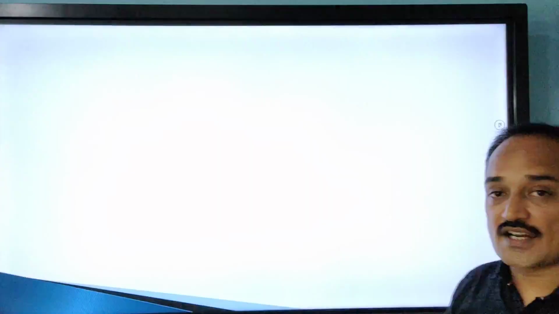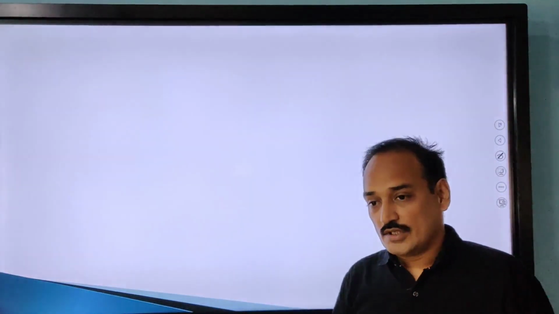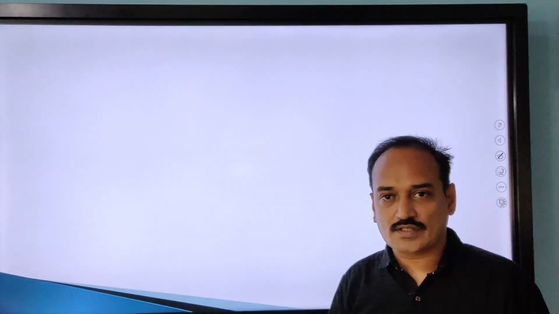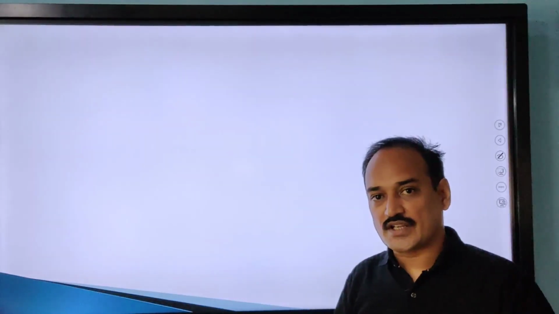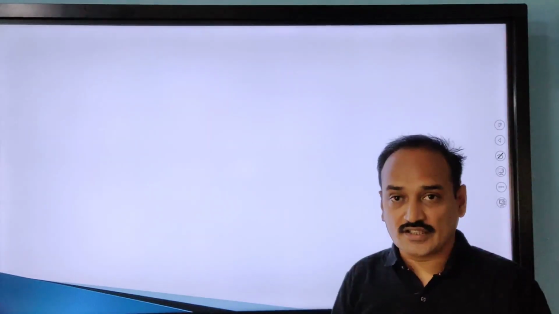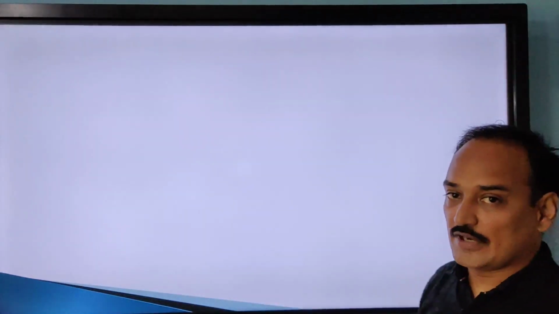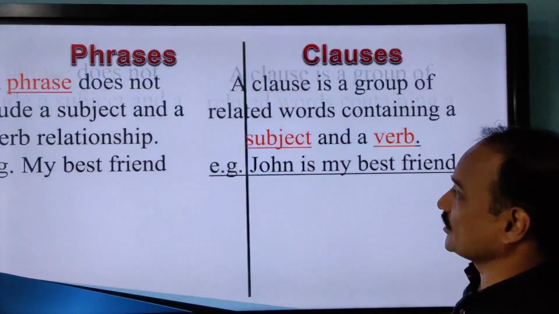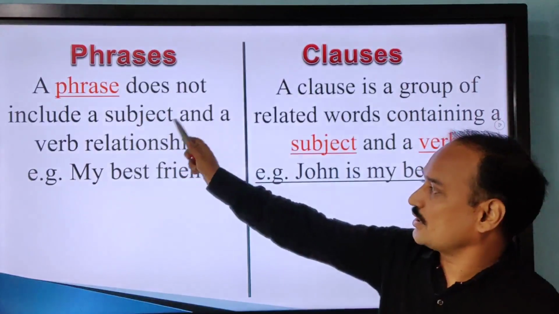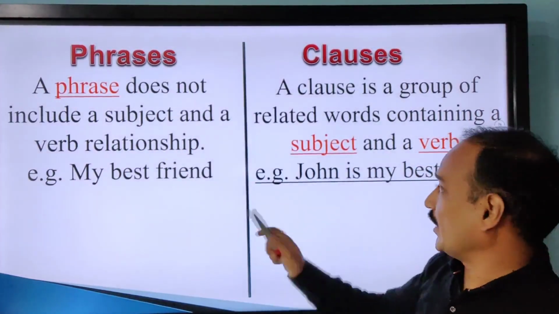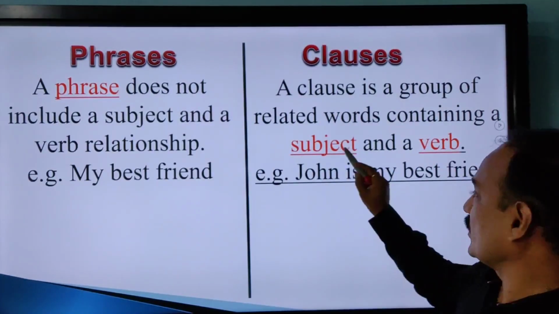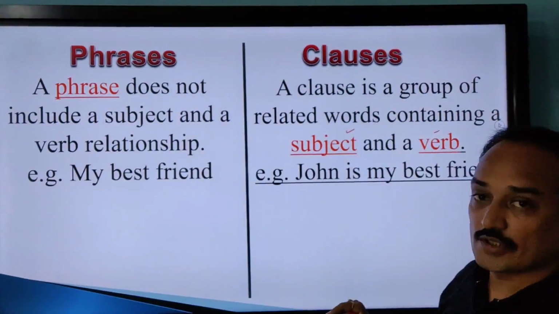So students, let us start with how to differentiate clauses from phrases, because one more concept is the phrase. We started with word, we went to sentence, then one more concept, phrase and clause. Generally they are a little confusing to us. Let us understand the difference between phrase and clause. A phrase does not include a subject and verb relationship, whereas a clause has a group of related words with subject and verb.